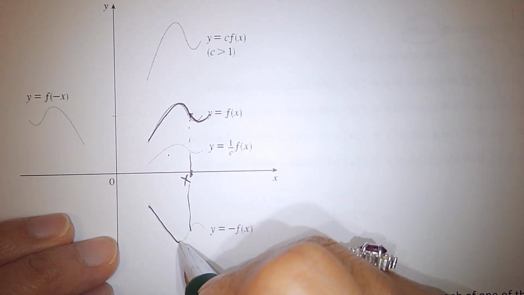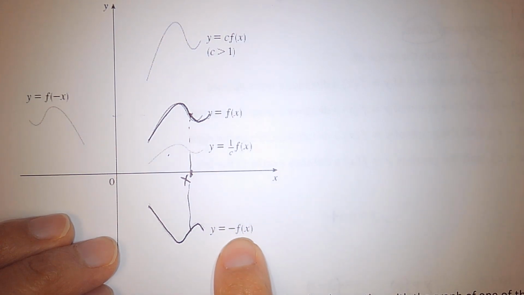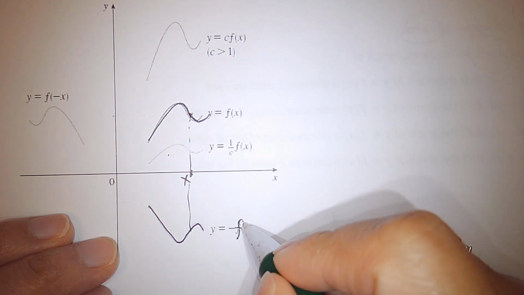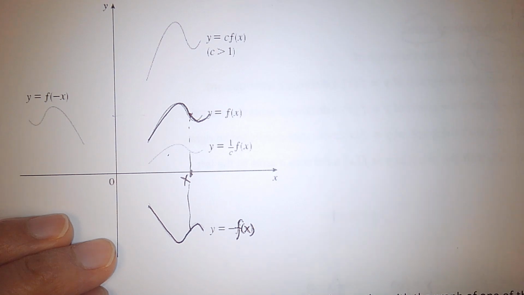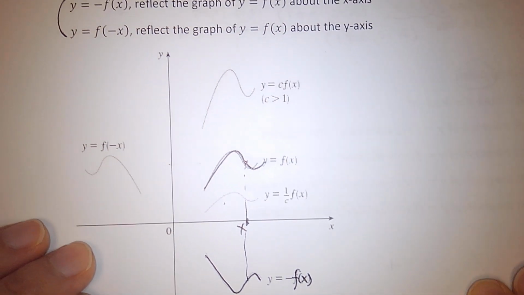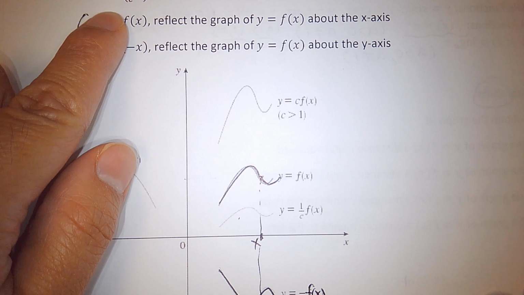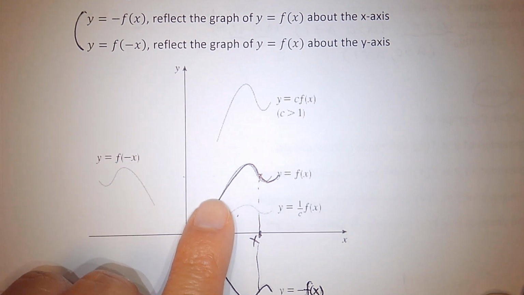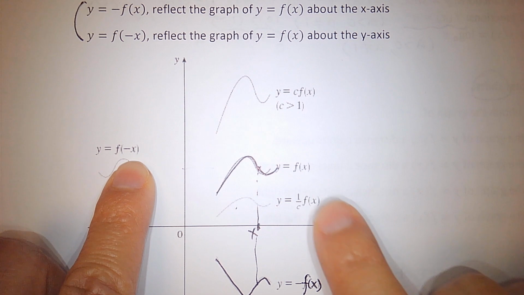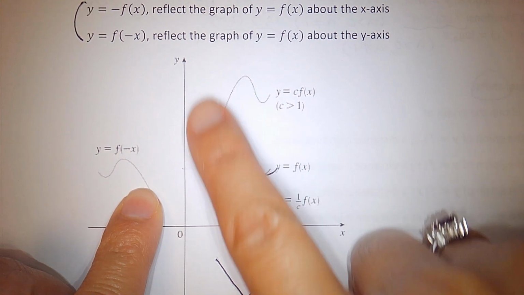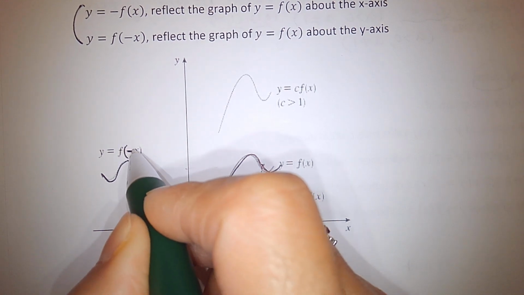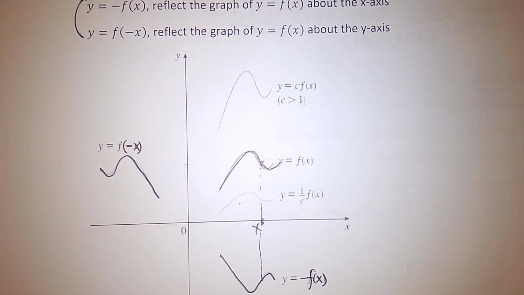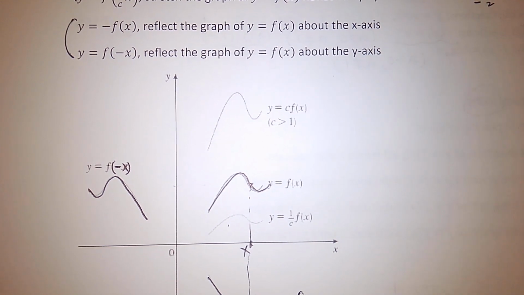So that means if we multiply negative 1 in front of the function f of x, we reflect the original graph about which axis, guys? About the x-axis. Well, if we replace the x in the original function by negative x, then we reflect the original graph about which axis? The y-axis. So this is f of negative x. Remember these 2 subcases. So far we're done reviewing the transformations.